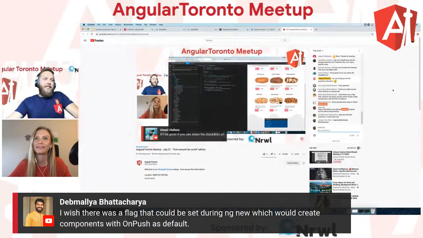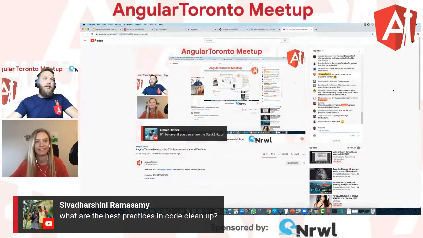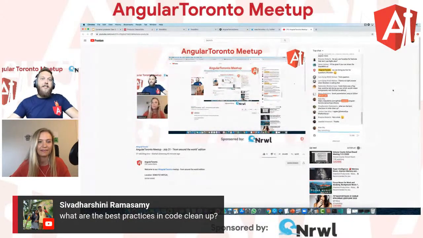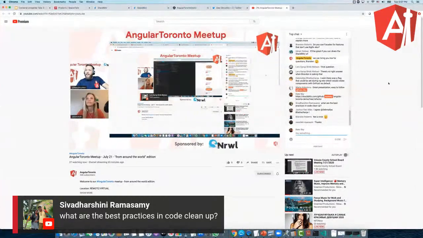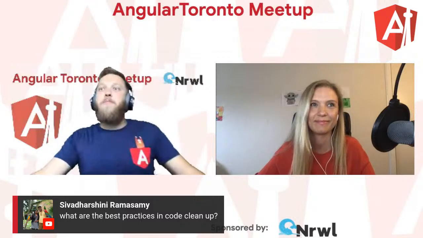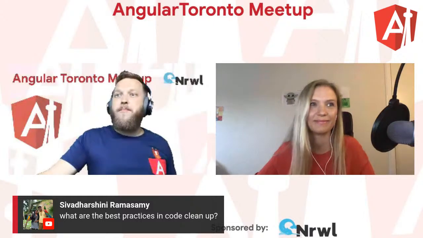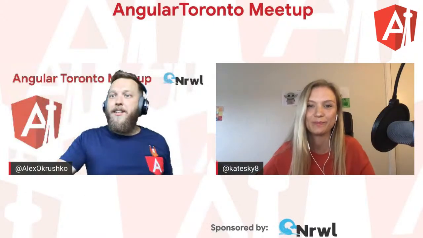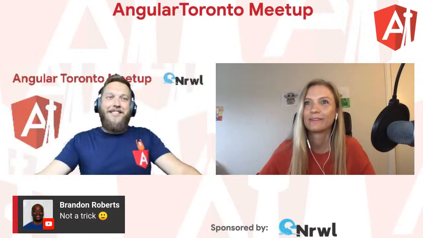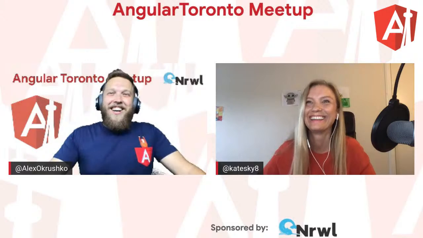And Balaya says that he wishes there was a flag that could be set during ng generate, which would create components with on push. You can probably use some of the schematics for it, right? So we can work with that, and basically create your own schematics that does the on push by default. Sure. Brendan says not a trick.